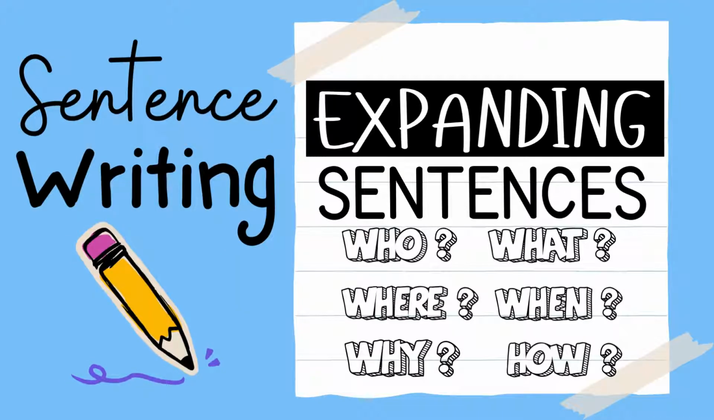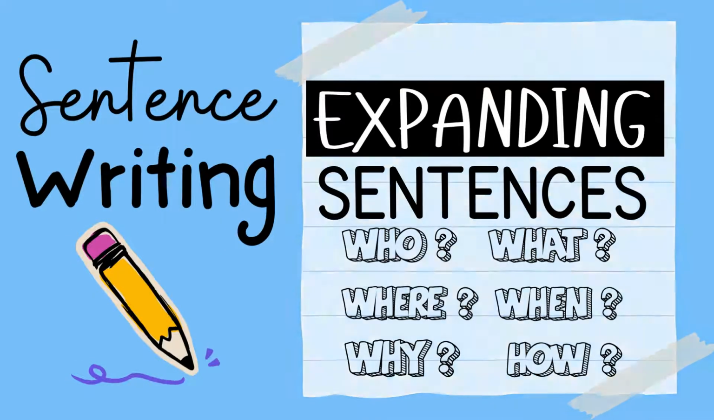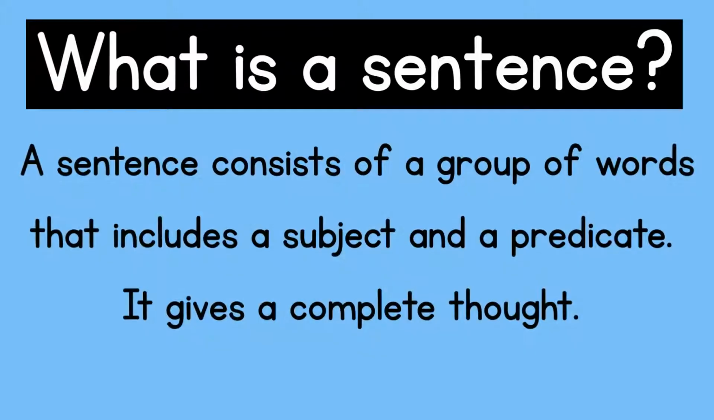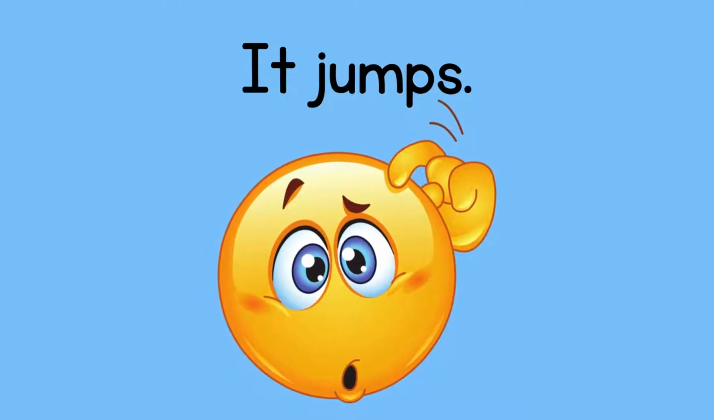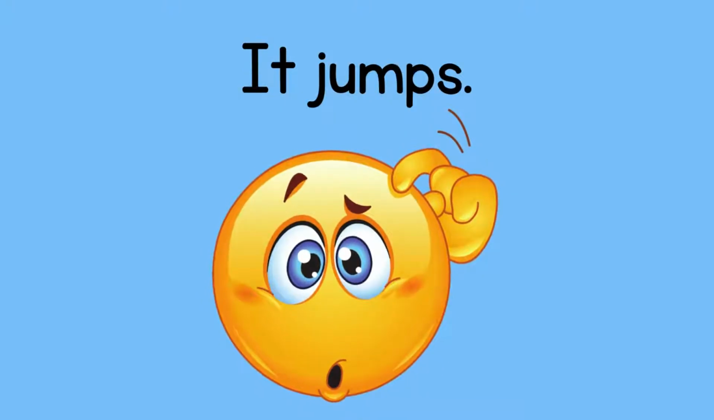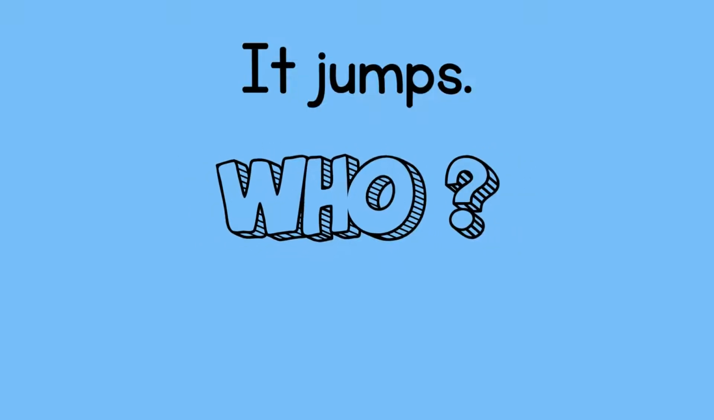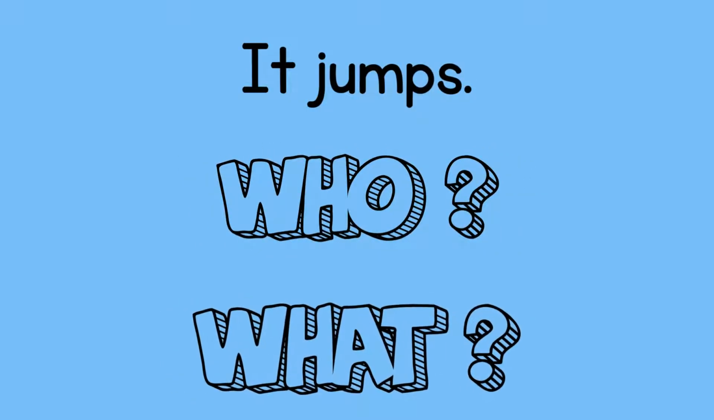Sentence writing, expanding sentences. A sentence consists of a group of words that includes a subject and a predicate. It gives a complete thought. It jumps. Can you believe that's a sentence? It gives a complete thought, but it's not very detailed. We are probably wondering who or what jumps.